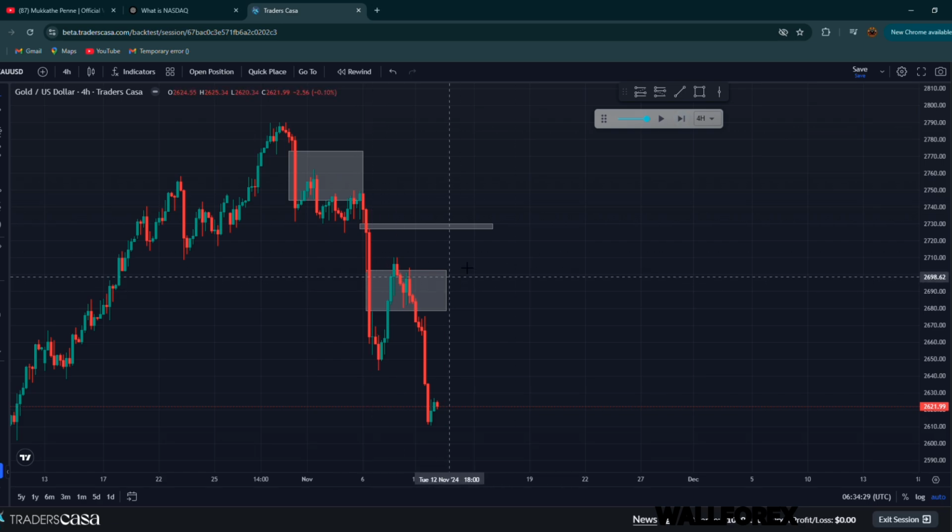You can see this fair value gap got respected. I think this is acting as a liquidity. There's a high chance to come here and just go downward. Let's see, there is a fair value gap here again. Let's see if it gets respected. Yes, it did get respected from here.